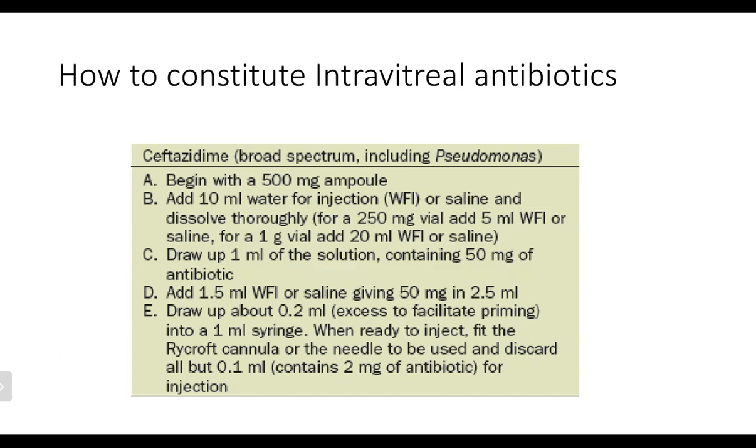So from that 2.5 mils, you can just drop the 0.1 mil. The reason they said 0.2 mil is so that some will remain in the syringe, and then you can draw it and discard some so that you can get the 0.1 mil, which will contain 2 milligrams of the antibiotic. And it's the same thing for the vancomycin. This is from Kansky. There are some places I saw that they give 2.25 milligrams of the ceftazidime. I don't know about that.